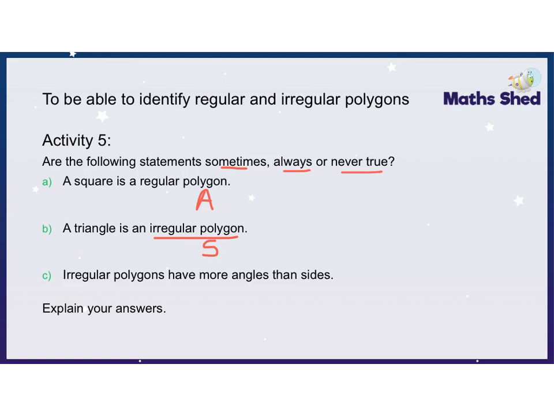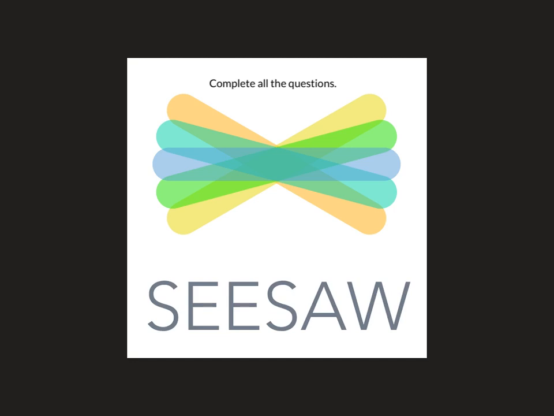Irregular polygons have more angles than sides. Is that always, sometimes, or never true? I think it is never true, because whenever you have two sides that meet, you're going to create an angle. So try and complete all the questions today on Seesaw.